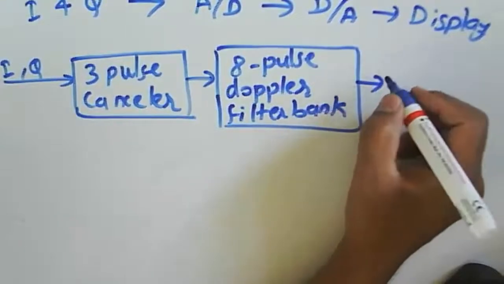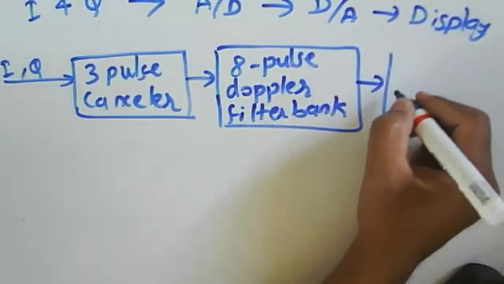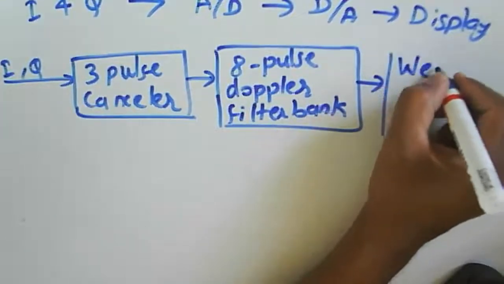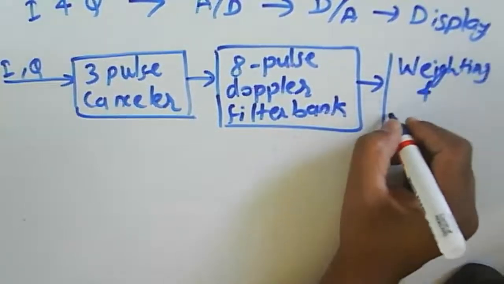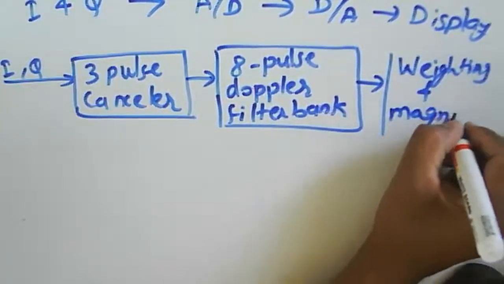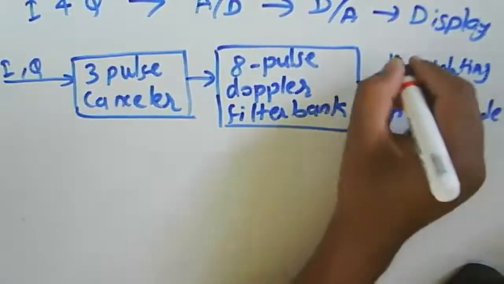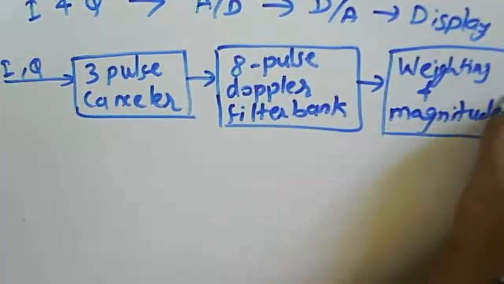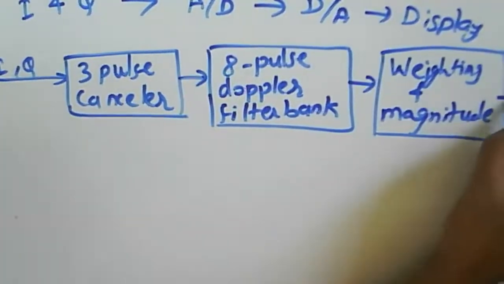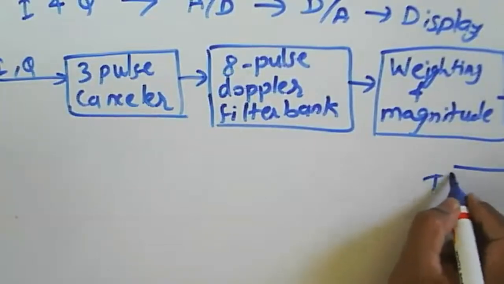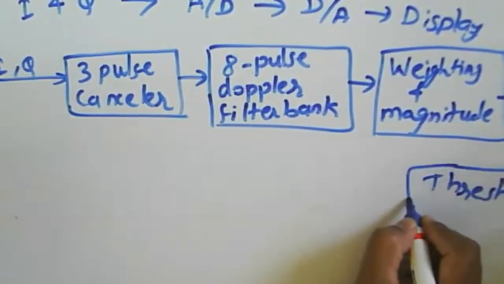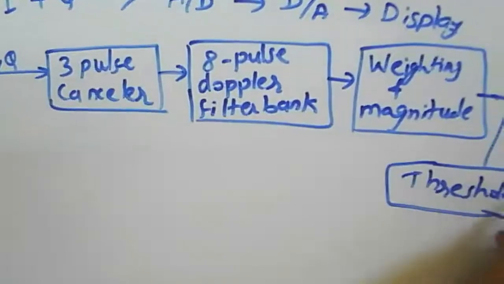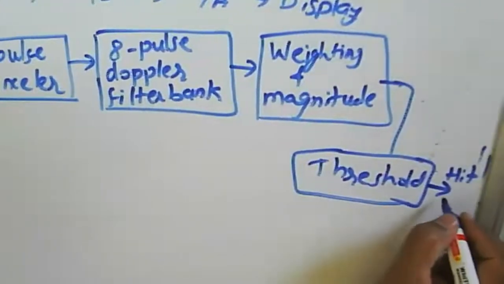Then we check what will be the magnitude there. Then it is to be given to the threshold, and then we'll get that hit report.